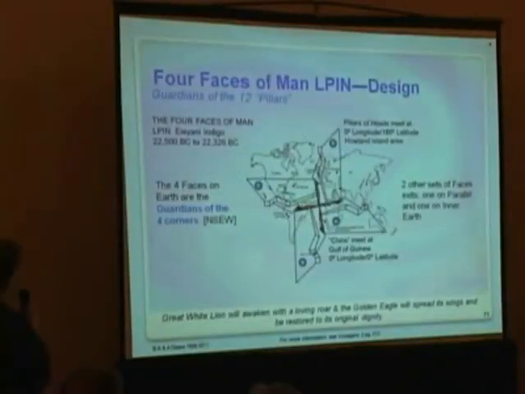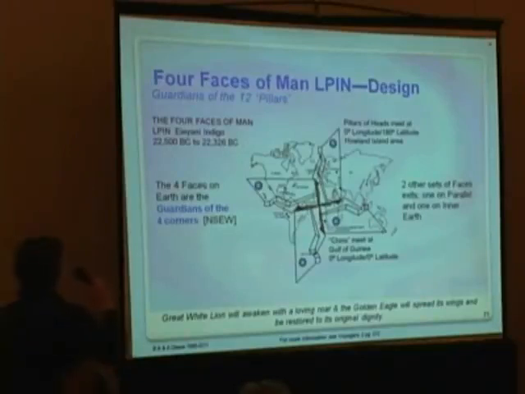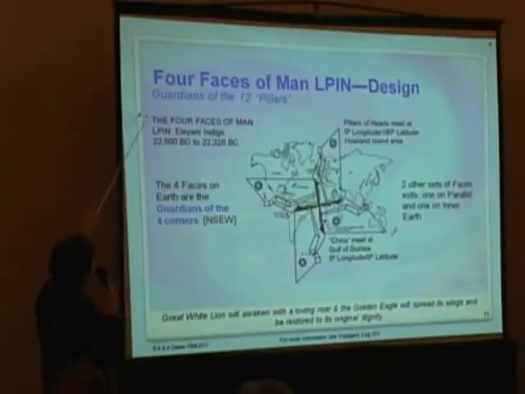So now we move into what exactly is the Four Faces of Man LPIN. Remember earlier I said that APIN Systems are Atlantean pylon implant network systems. The Four Faces of Man is the Lemurian, that's what the L is for, pylon implant network systems. And the design of it is the guardians of the 12 pillars.